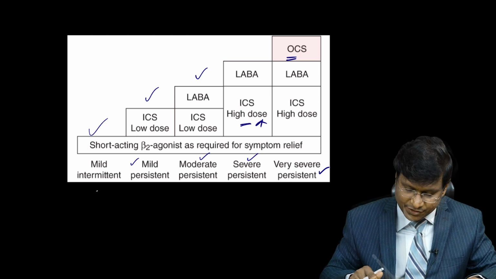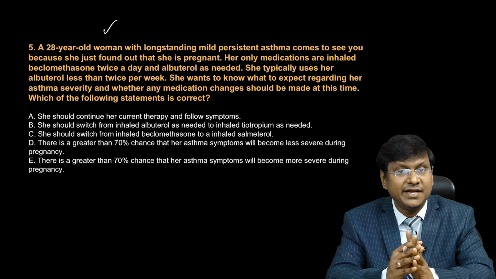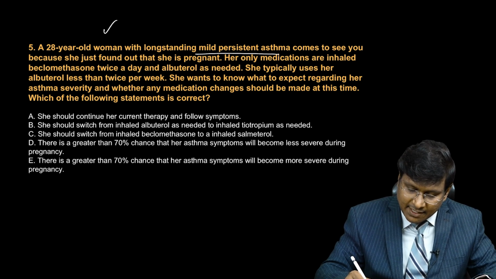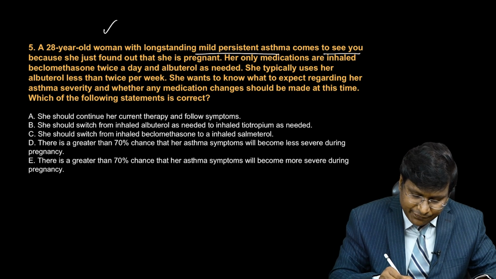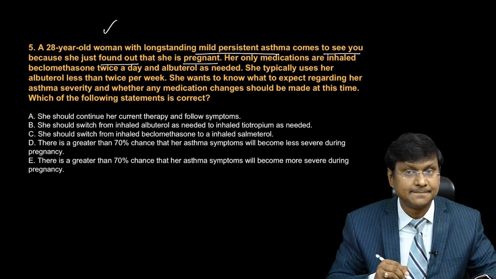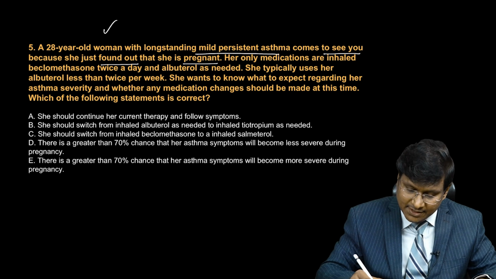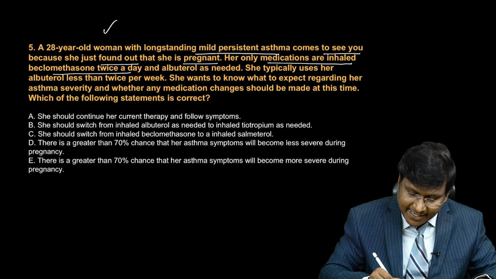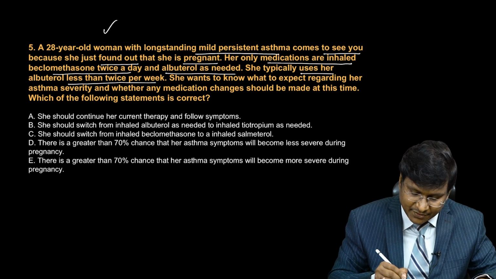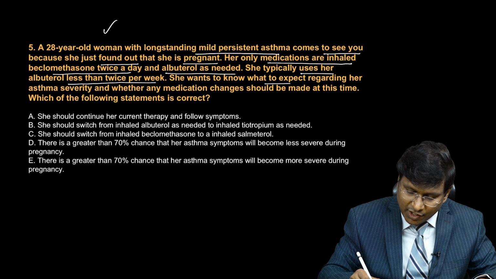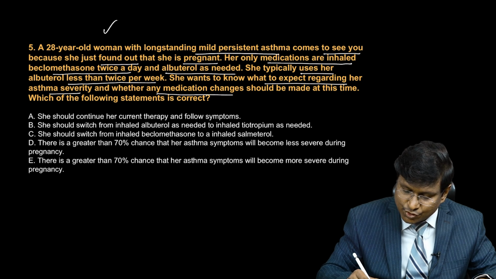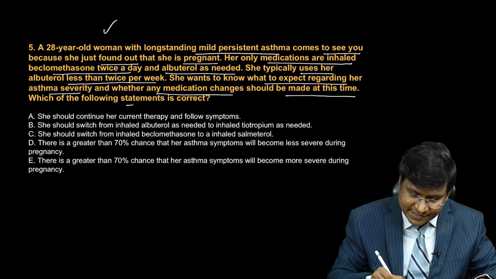All right, next question. We have a 28-year-old woman with long-standing mild persistent asthma who comes to see you because she just found out that she is pregnant. Her only medications are inhaled beclomethasone twice a day and albuterol as needed. She typically uses her albuterol less than twice per week. She wants to know what to expect regarding her asthma severity and whether any medication changes should be made at this time. Which of the following statements is correct?